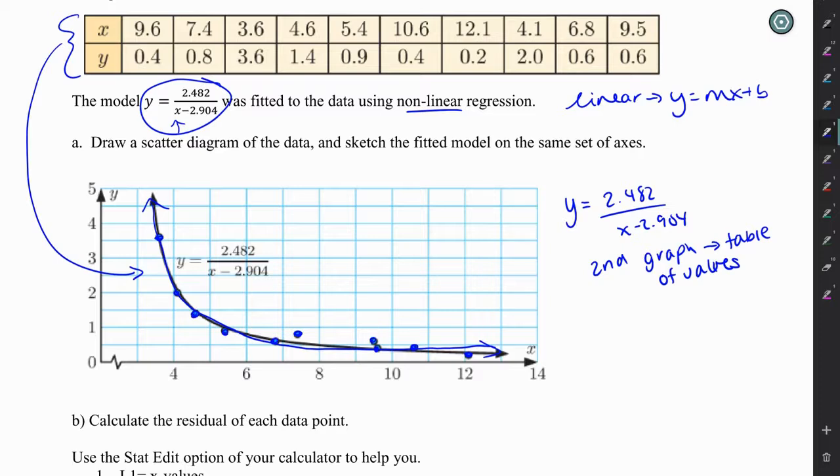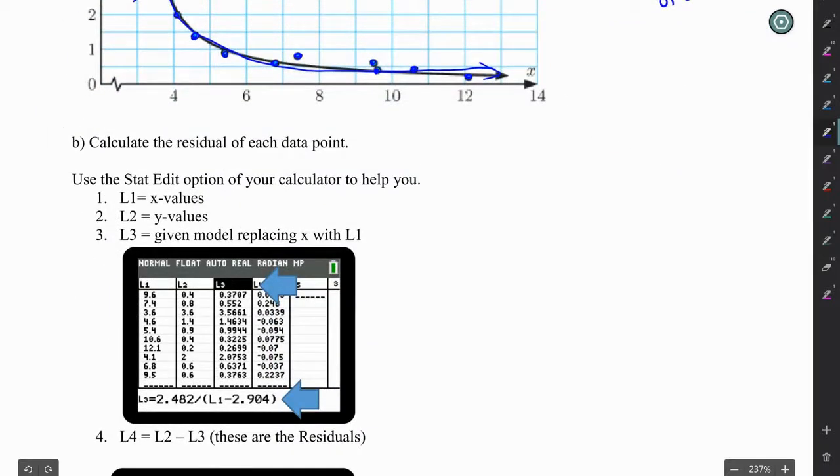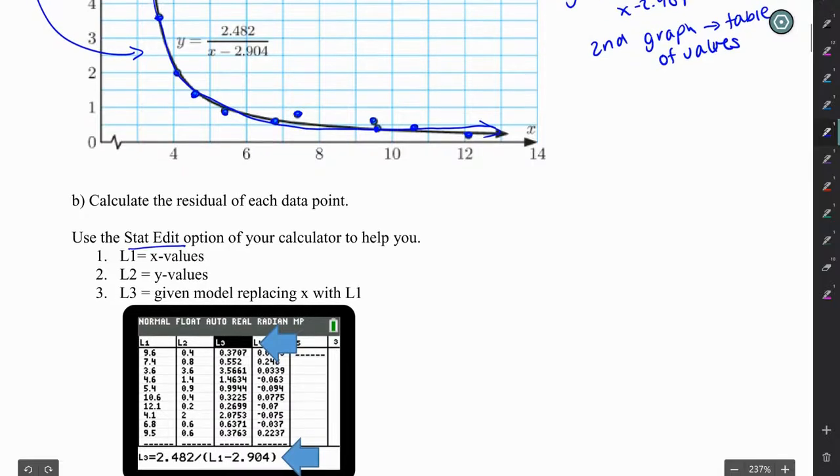So from here, we need to calculate the residual of each data point. So you can use your graphing calculator to do this. The easiest way to do it is to use the stat edit option of your calculator. So in L1, I've entered in the X values, and in L2, I've entered in the Y values.